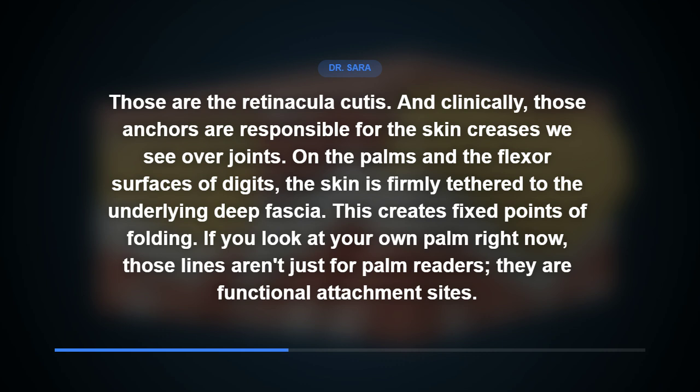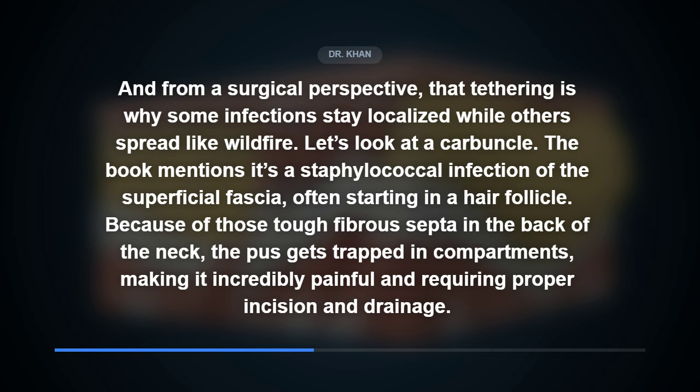And clinically, those anchors are responsible for the skin creases we see over joints. On the palms and the flexor surfaces of digits, the skin is firmly tethered to the underlying deep fascia. This creates fixed points of folding. If you look at your own palm right now, those lines aren't just for palm readers. They are functional attachment sites. And from a surgical perspective, that tethering is why some infections stay localized while others spread like wildfire.